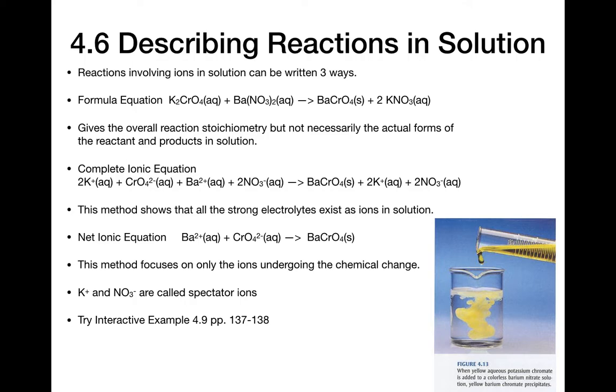So in the case of potassium chromate and barium nitrate, the two products are going to be, in a double displacement reaction, barium chromate and potassium nitrate. So you see here I've written a balanced formula equation for that reaction. The barium chromate is the insoluble precipitate, and I know that because potassium is always soluble and nitrate's always soluble, so it must be the barium chromate.